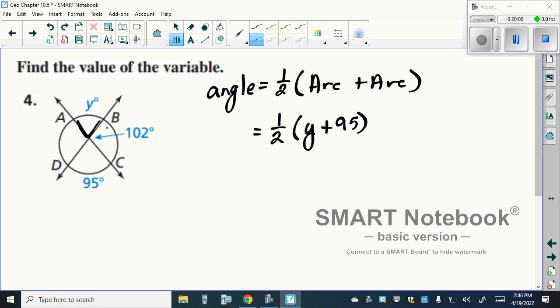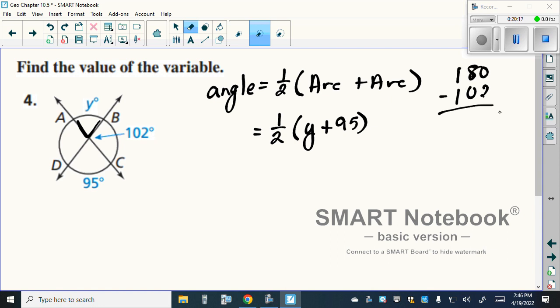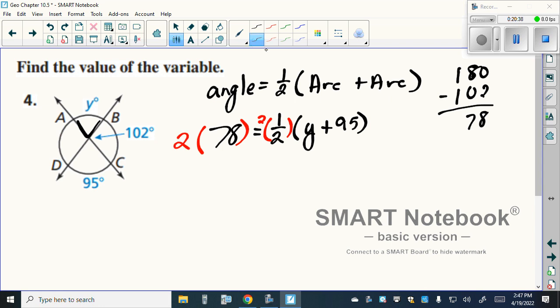So to find the correct arc, what do we need to do with 102? We need to subtract it from 180. And if we subtract 102 from 180, we get 78. What do we need to do next in solving for this here? Guys, we need to multiply both sides by 2 to solve this here.